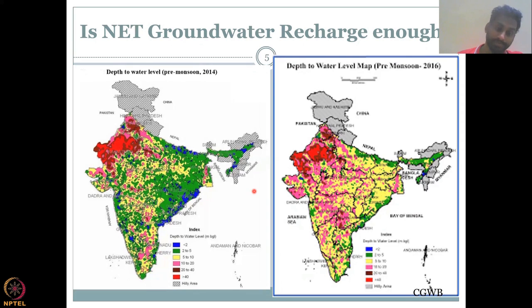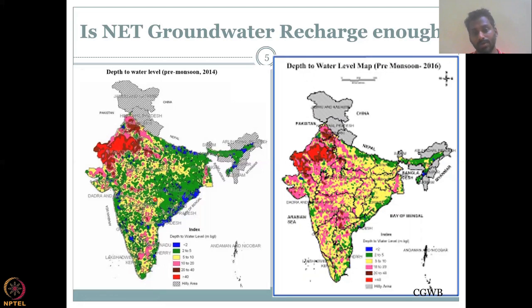Most regions are red in comparison from 2014 to 2016. The index is the same. The colors are the same. So what it means is those areas which were green, having healthy groundwater levels of 2 to 5 meters, you'll have groundwater. All those are changing into yellow and pink and red, which is not sustainable in the long run. So it is very important to do more groundwater recharge.